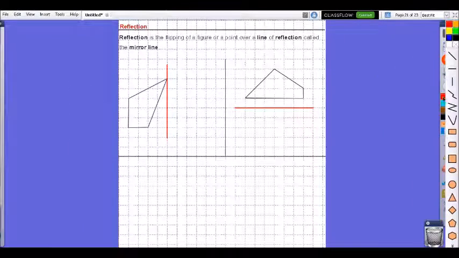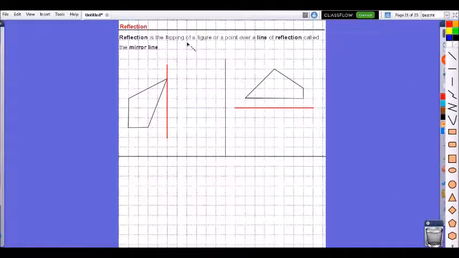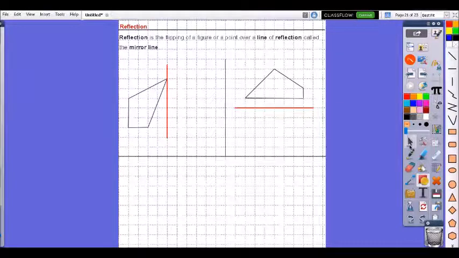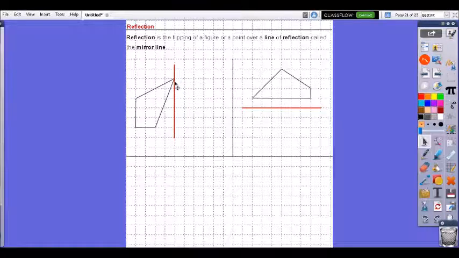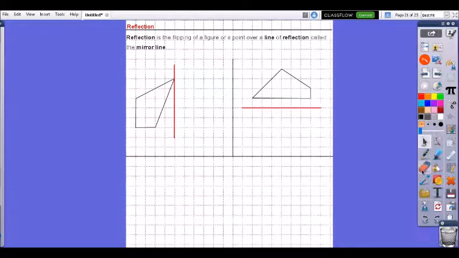Now another lesson, which is reflection. Reflection is the flipping of a figure or a point over a line of reflection, which is called the mirror line. And this line here is what we call the mirror line. So to reflect, we just need to look at the vertices or count the vertices that we have. How many vertices do we have? A vertex is just the top of the angle. That point is called a vertex.